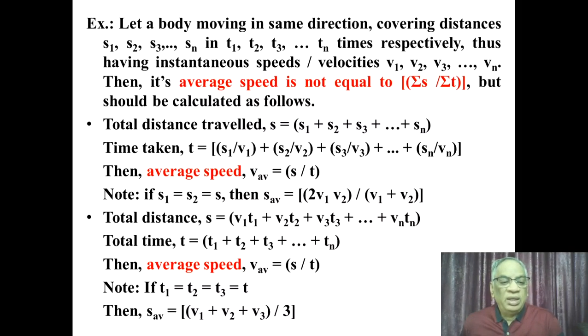Total distance s can be calculated in a different way: v1 t1 plus v2 t2 plus v3 t3 up to vn tn, because s is equal to vt. You take the summation of the products of velocity and time terms. Then time taken t is equal to t1 plus t2 plus t3 up to tn. Then average speed is given by v average is equal to s by t. If only two or three events are there and t1 is equal to t2 is equal to t3 is equal to t, then v average is equal to v1 plus v2 plus v3 by 3. Like that we have to calculate the average speed.